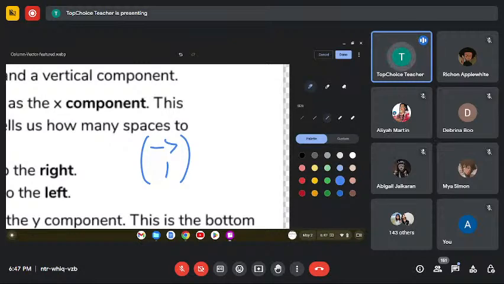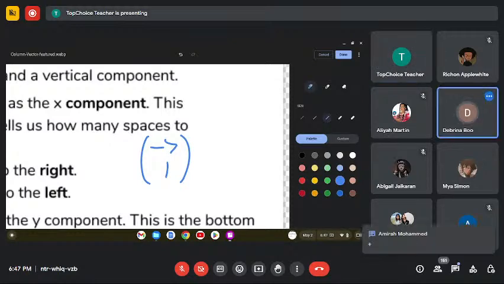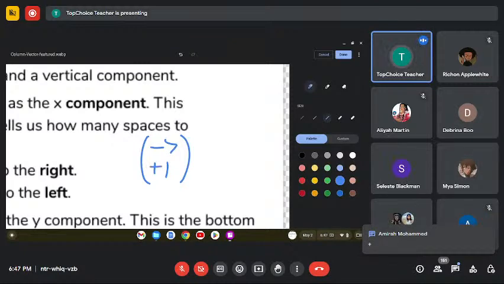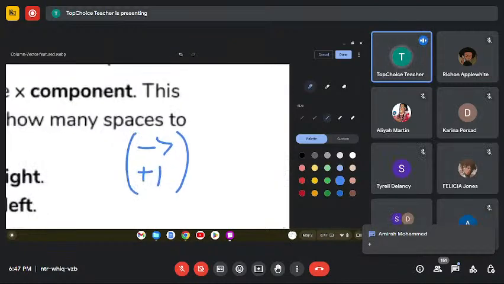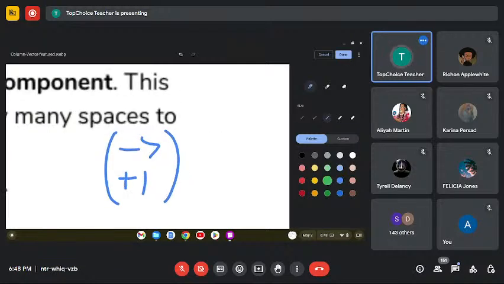What sign is in front of the 1? It is positive. Right. So do you know that these signs help us to navigate on that grid? The first number here tells us the X. It helps us to move along the X direction. And the second number helps us to move along the Y direction.